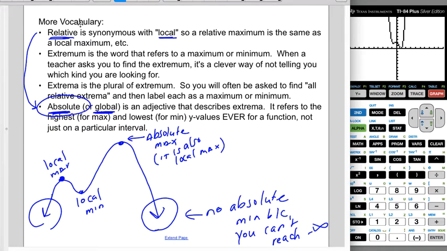I think you're going to see absolute and the most in this case, and then you'll see these two pretty equally. You'll see local and relative pretty equally. You will definitely hear the word extremum or extrema. That's definitely going to happen.